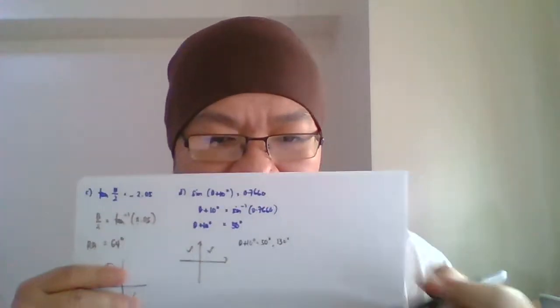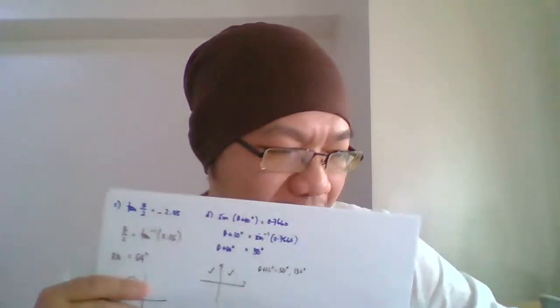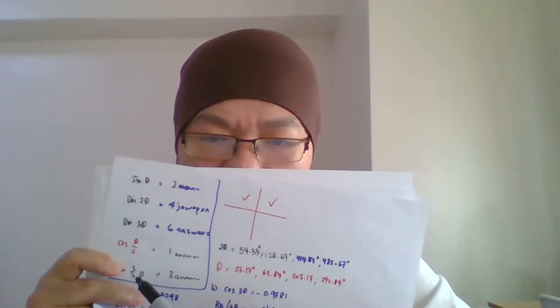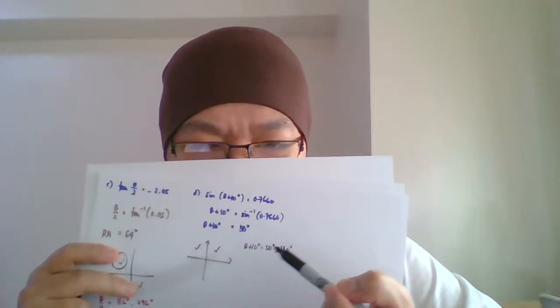So the answer on the first quadrant will be, therefore, theta plus 10 equals to 50 degree on the first quadrant. On the second quadrant, 180 minus 50, how much do you get? 130 degree. Now, how many answer we already obtained? 2 answer. Why 2 answer? Because theta. Okay, refer to the rules here. Theta, 2 answer. 2 theta, 4 answer. Theta over 2, 1 answer. 3 over 2 theta, 3 answer. Remember that. So, 6 theta, 2 answer.